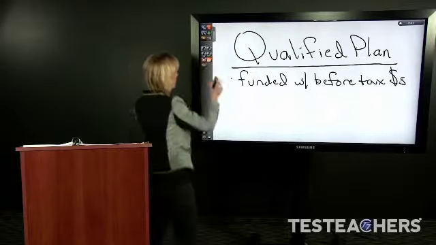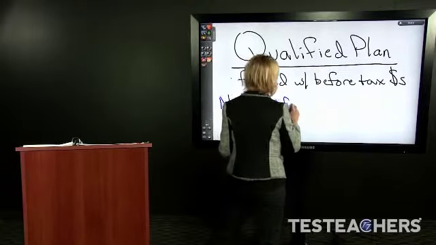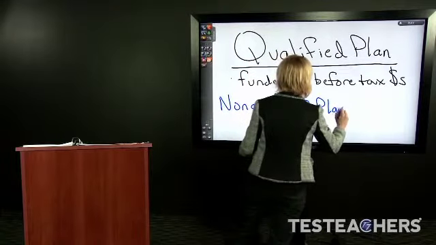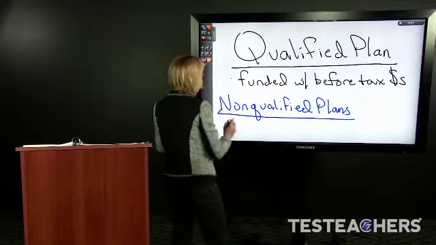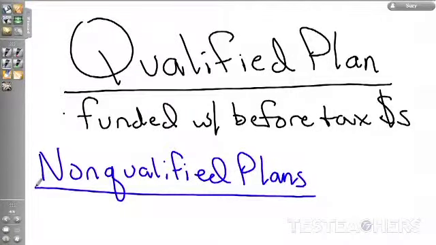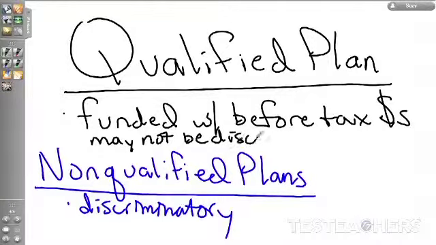A non-qualified plan does not have to follow these rules. Non-qualified plans do not, so they are not going to follow what's called ERISA. They're discriminatory. A non-qualified plan is usually set up in favor of higher paid workers. So non-qualified plans may be discriminatory, where qualified plans may not be discriminatory. So your 401k is a qualified plan.